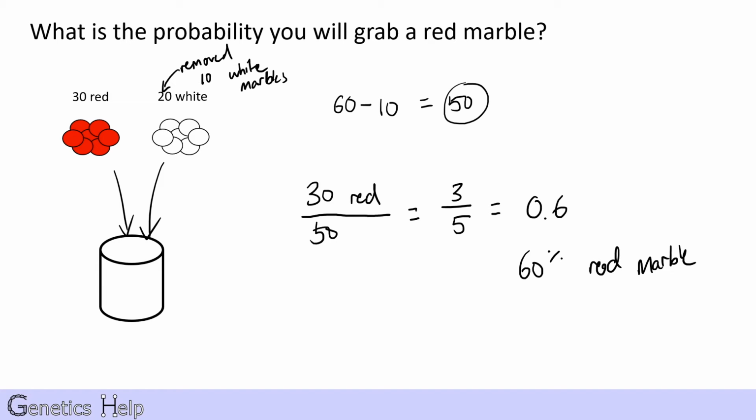So you can see that when we removed options, what happened was we increased the probability of us taking a red marble out. And we did that by taking our original probability and dividing by our new total.